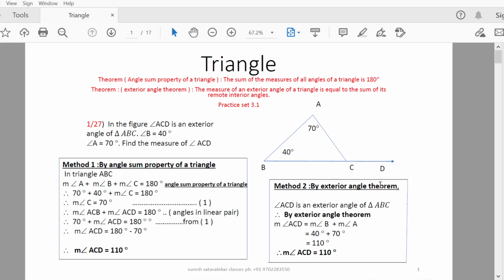Method 2 is by the exterior angle theorem. Angle ACD is an exterior angle of triangle ABC. Therefore by the exterior angle theorem, measure of angle ACD is equal to measure of angle B plus measure of angle A. We have seen that the measure of an exterior angle of a triangle is equal to the sum of its remote interior angles. Here angle A and angle B are remote interior angles. Their sum is to be taken here. So measure of angle B is given as 40, measure of angle A is given as 70. 40 plus 70 is 110. Therefore measure of angle ACD is equal to 110.